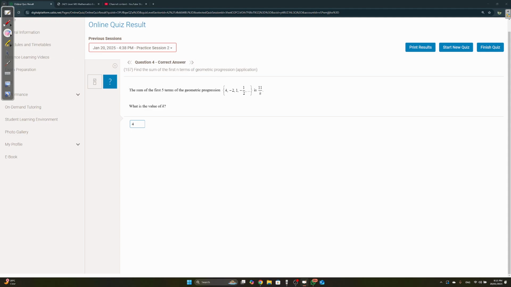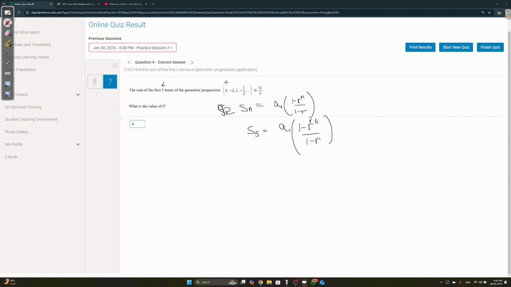So for that reason, I'm gonna use the formula way, which is the sum of any geometric progression is equal to a1 times (1 minus r to the power of n) over (1 minus r). Since we're speaking about the first 5 terms, the sum of the first 5 terms is equal to a1 times (1 minus r to the power of 5) over (1 minus r). Let's solve now. We need r, right?